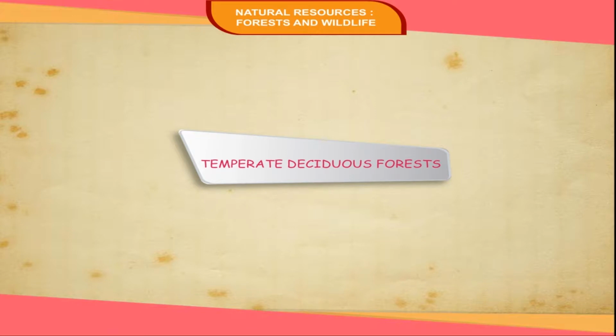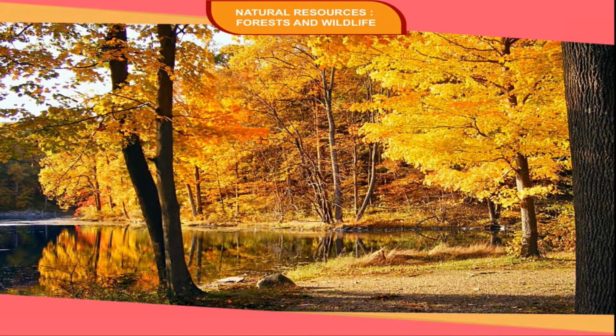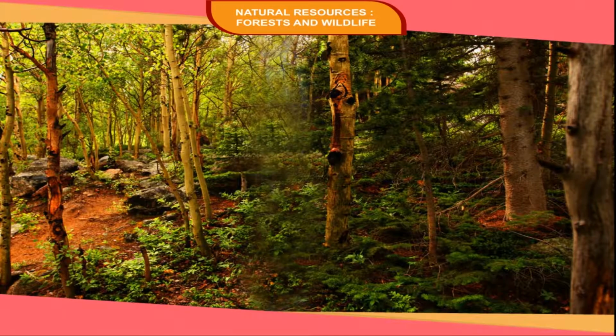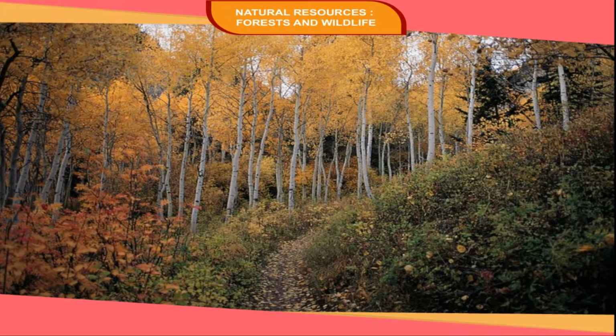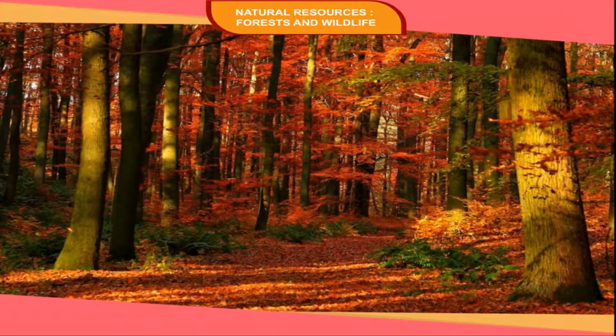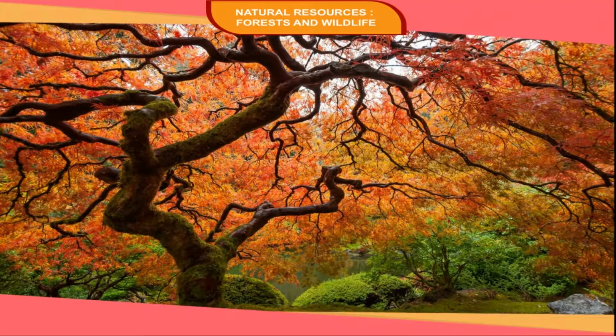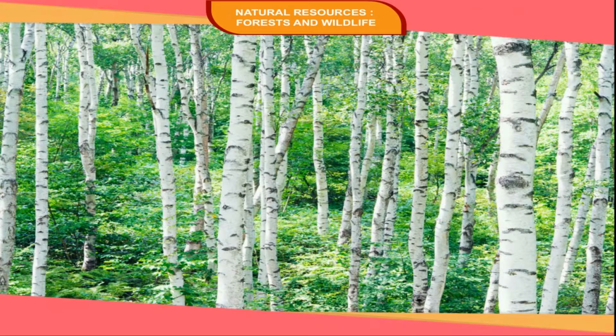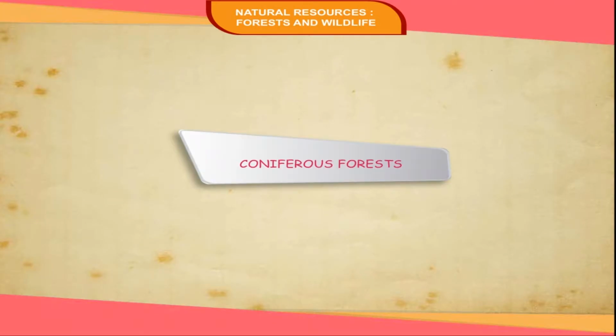Temperate deciduous forests. These forests grow in regions where the climate is cool, oceanic, or temperate, with no large extremes of climate. In winters, the temperature falls below zero. Plants shed their broad leaves in the autumn season. Douglas, maple, ash, birch, etc. are the main species.